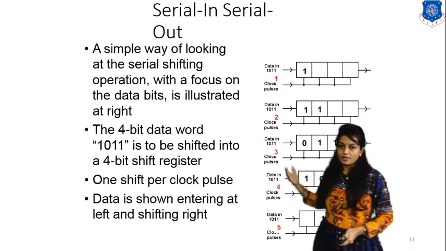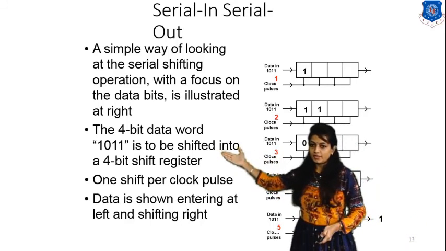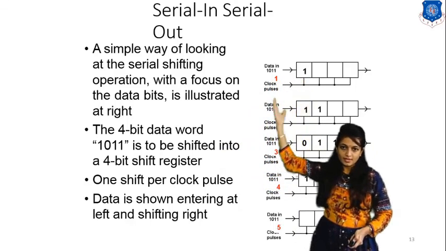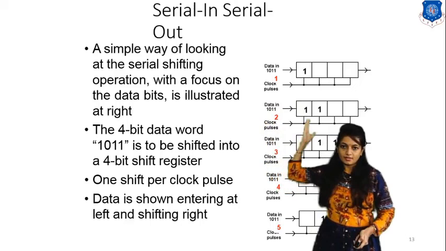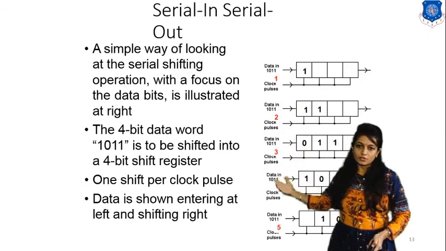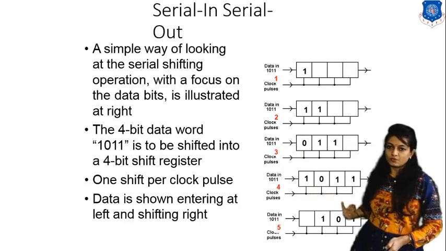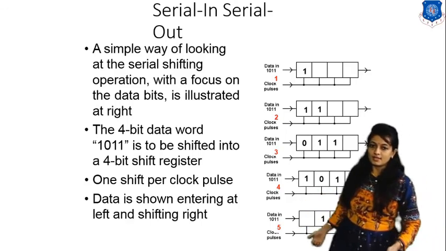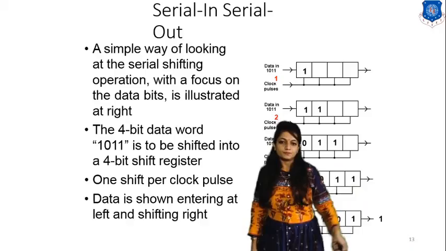As we need to shift the data 1, 0, 1, 1: first clock pulse, 1 is inserted. Second clock pulse, this 1 is inserted. Third clock pulse, 0 is inserted. For the fourth clock pulse, it is 1, 0, 1. And for the output, again a clock pulse is there, so 1 will come out.